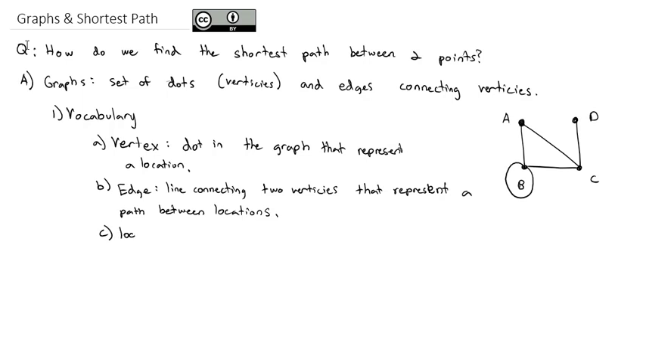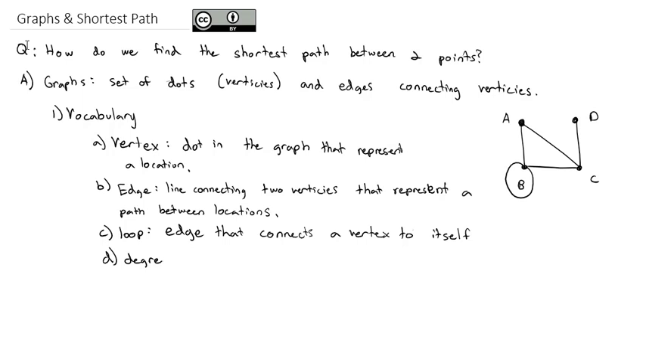A loop is an edge that connects a vertex to itself. And you see vertex B has a loop that connects B to B.